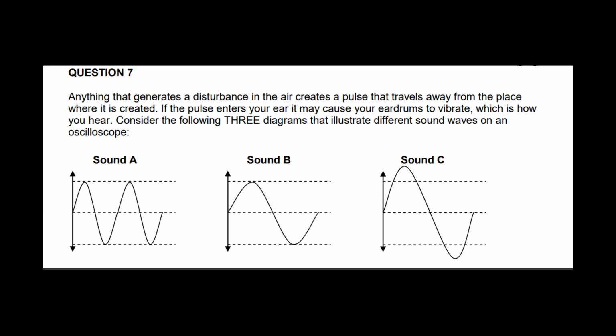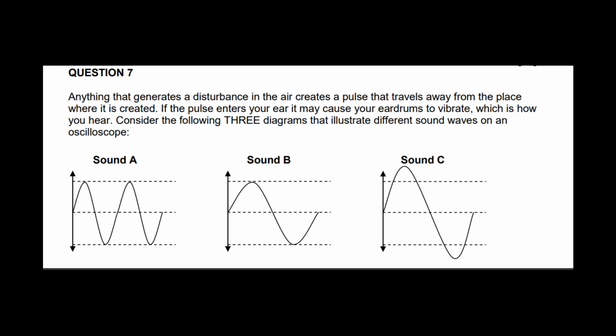You'll also notice that the diagram of sound A, B, and C look like a diagram of a transverse wave. But we learned in the previous few videos that sound is a longitudinal wave. Why then are the diagrams showing a sound wave drawn like a transverse wave?